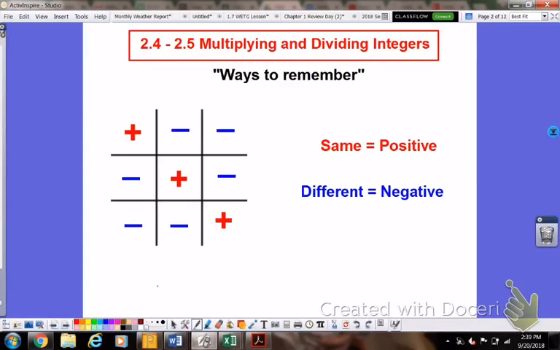With the next lesson in Chapter 2. We're actually going to be doing 2 lessons today because they both follow the same exact rules. So in 2.4 and 2.5, we'll be talking about multiplying and dividing integers.